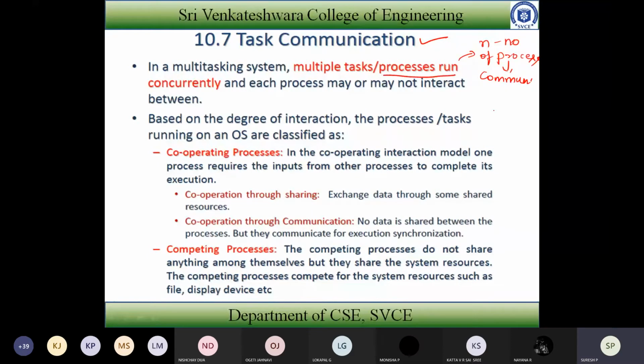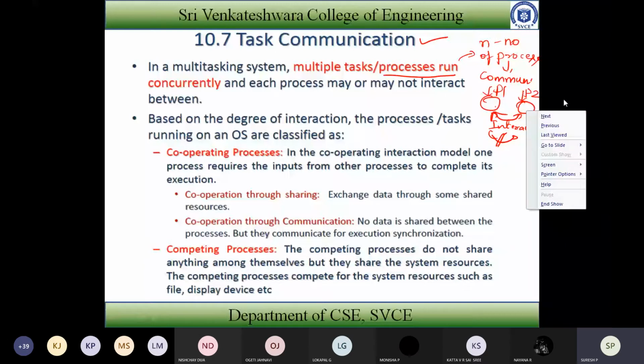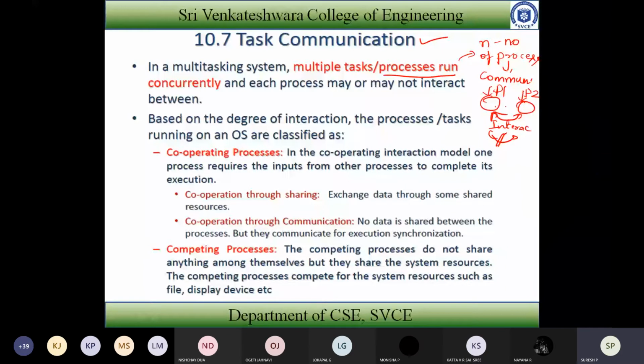When that process runs concurrently, we are going to have a number of processes. If we take this one as process one and this as process two, when they are running in parallel, sometimes there may be an interaction between them, or they may not have any interaction. Only when there is an interaction between process one and process two is communication required. If there is no interaction, it does not require any communication.